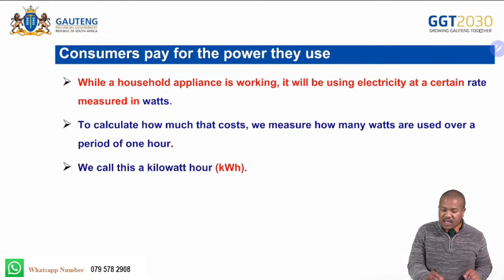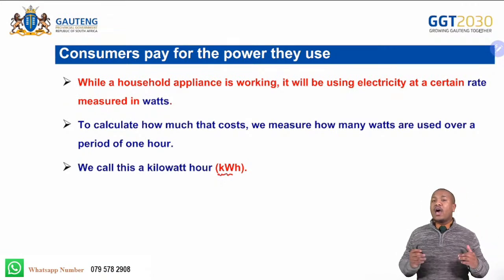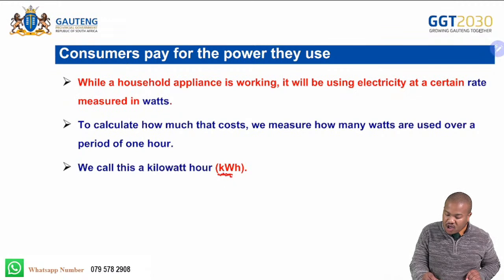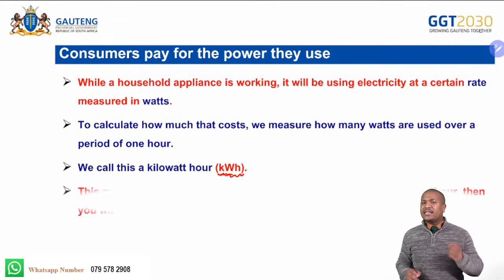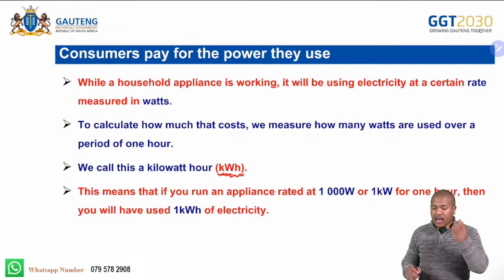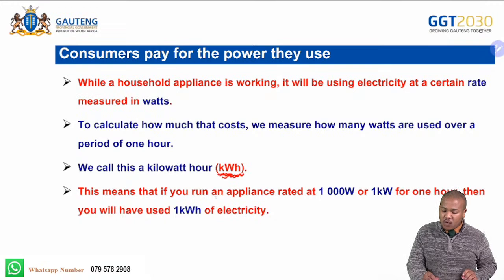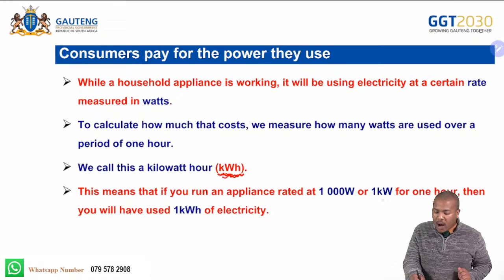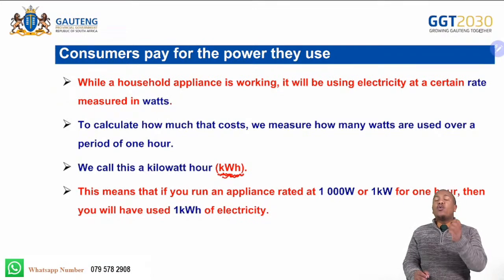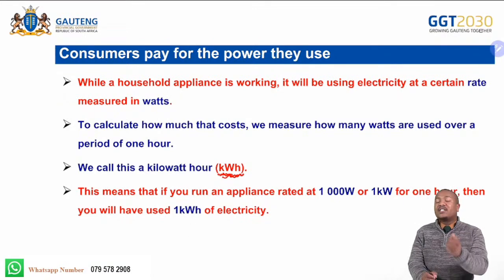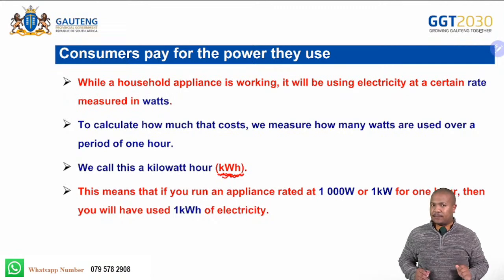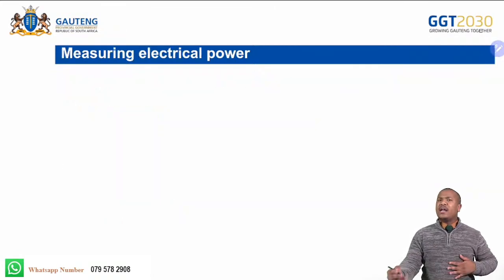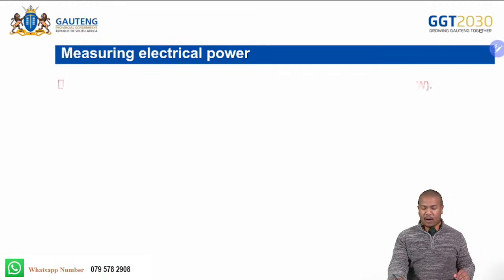So we call this a kilowatt hour, and it has the symbol kWh. So we call this a kilowatt hour. This is the measurement of the electrical power used in 1 hour. So this means that if you run an appliance rated at 1,000 watts or 1 kilowatt for 1 hour, then you will have used 1 kilowatt hour of electricity. Are we together? Now, let's measure this electrical power that we're talking about.